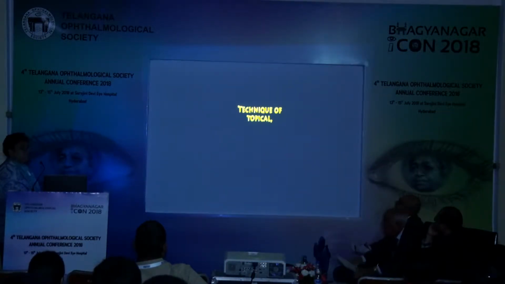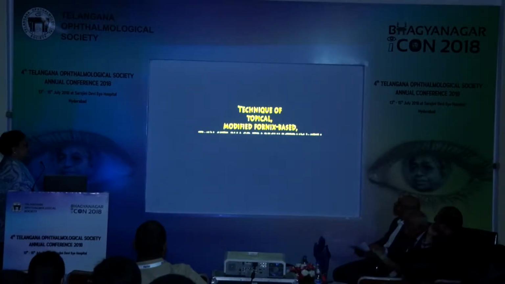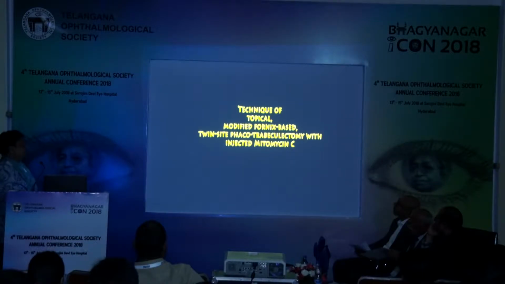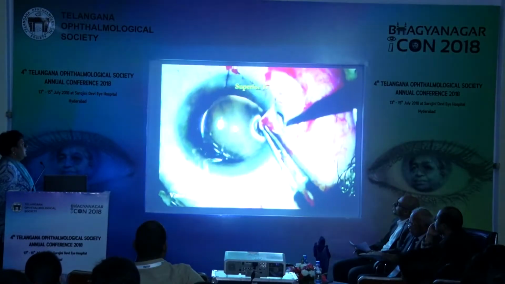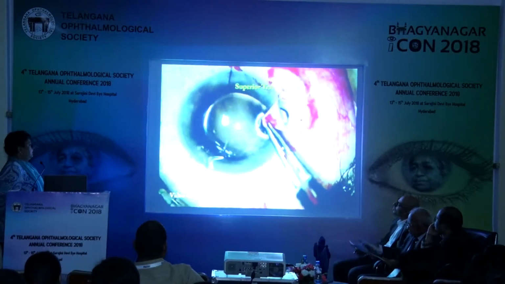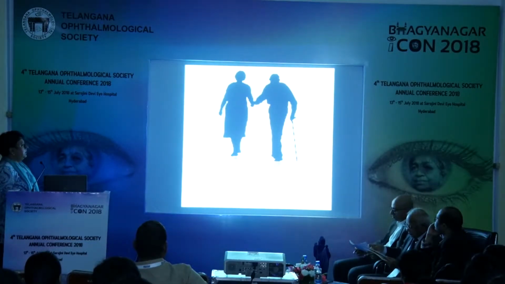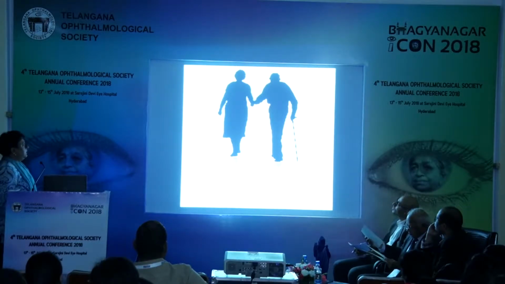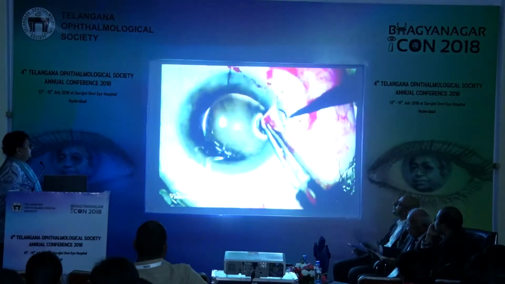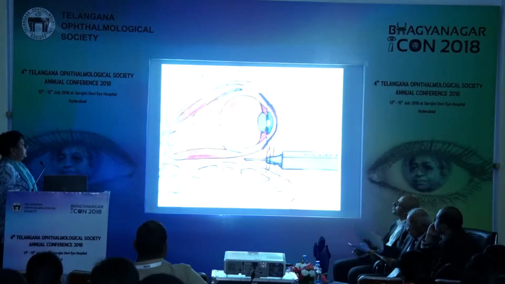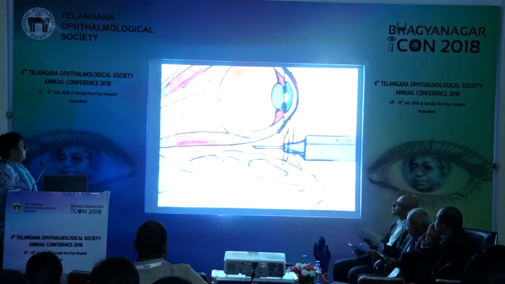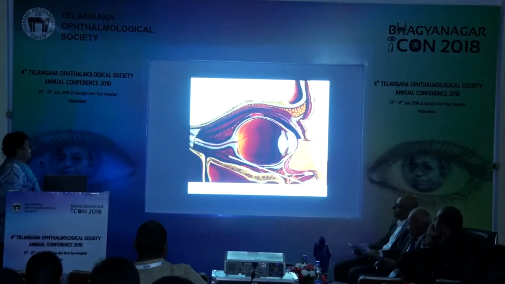Technique of topical, modified, fornix-based, twin-site phacotrabeculectomy with injected mitomycin C. Phacotrabeculectomy is increasingly deployed in the management of cataract and glaucoma, as both tend to be diseases of advancing age. Phacotrab has traditionally been performed under regional anesthesia as the procedure tends to be relatively long. However, peribulbar anesthetic injections are not without pitfalls.